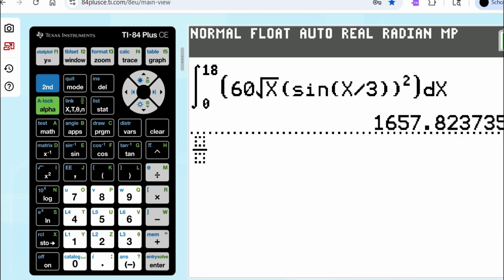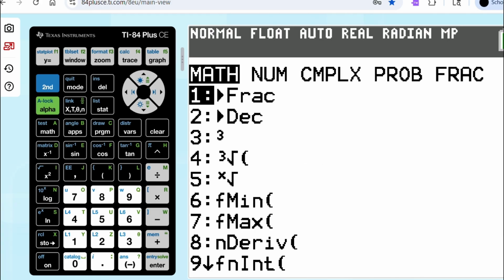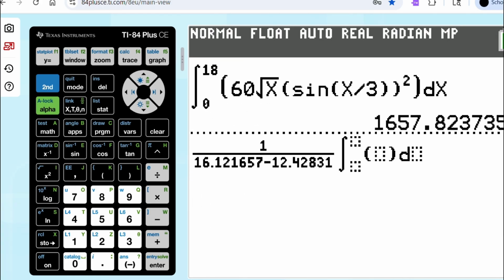I like to do alpha and then our nice little fraction. We're going to do 1 over the b value, which was 16.121657, minus the a value, which was 12.42831. And then we are going to do math option number 9, and we're going to get our integral.